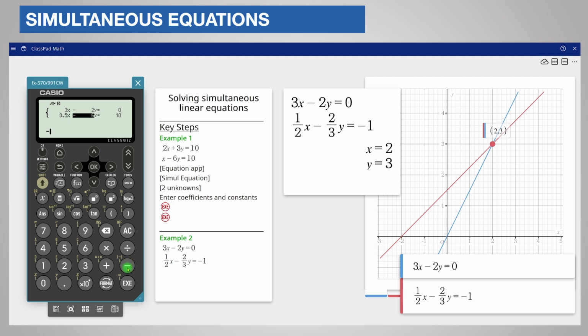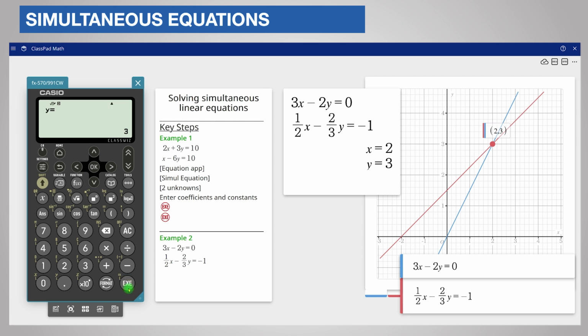The other way to enter a fraction is to enter the numerator 2 and then press divide because fractions are division. Enter the denominator 3 and press OK or the execute key. The decimal value is truncated but is held internally as a fraction. Enter the constant, which is -1. Press the execute key again to find the solutions. The solutions are x is equal to 2 and y is equal to 3.